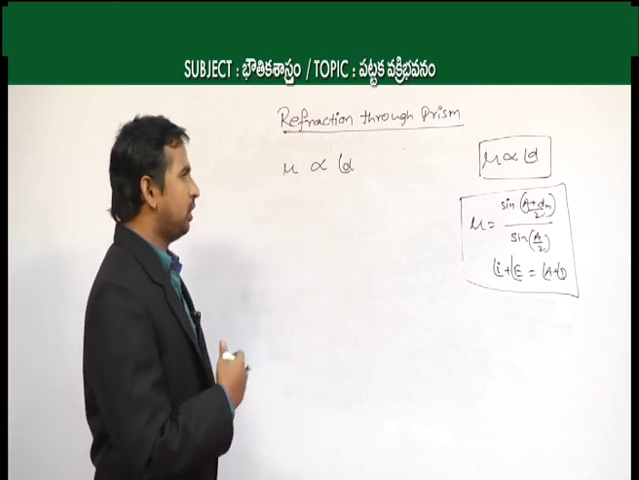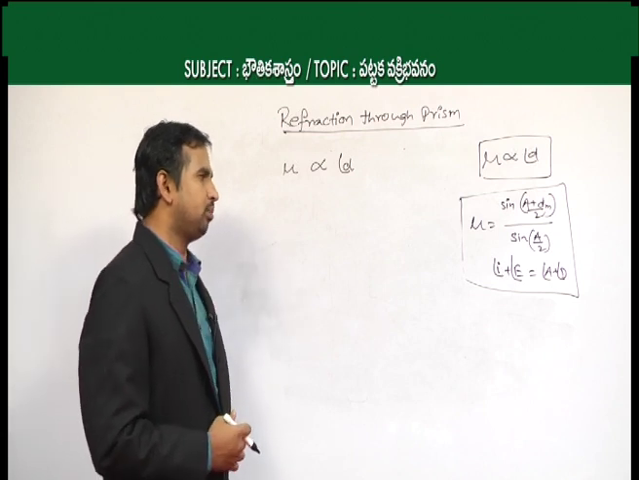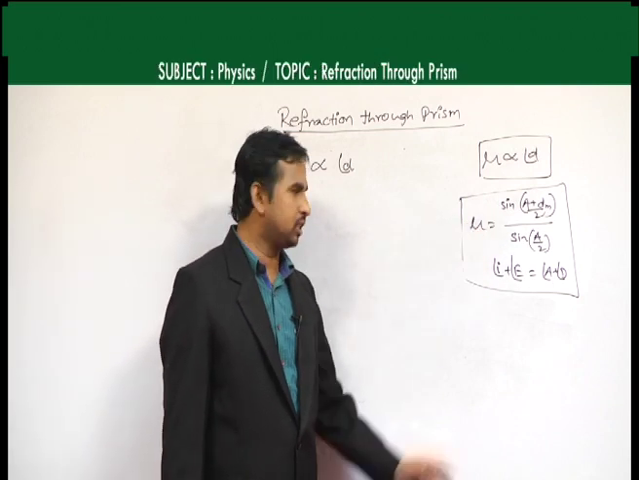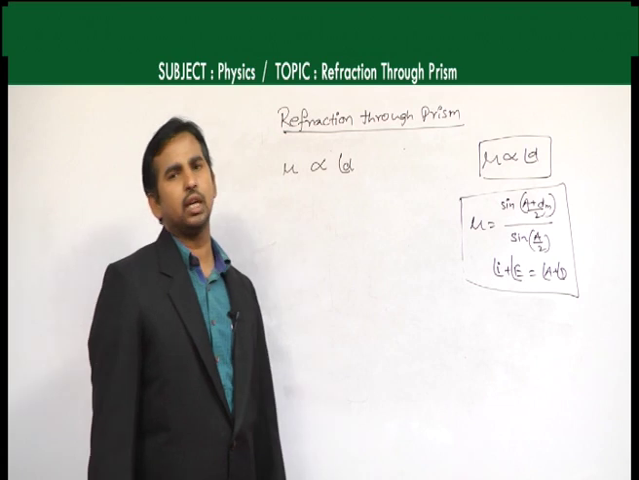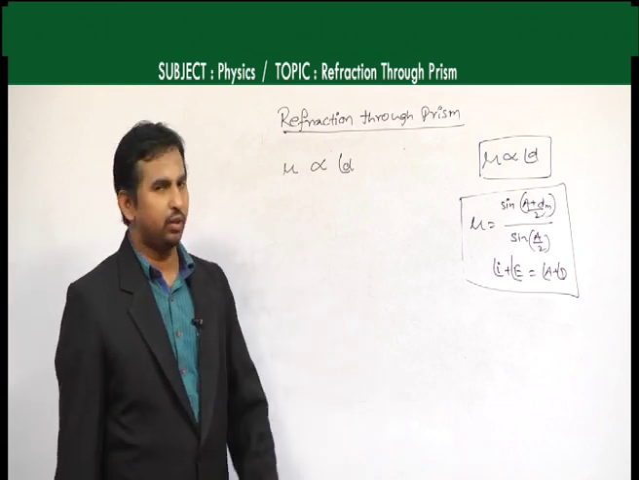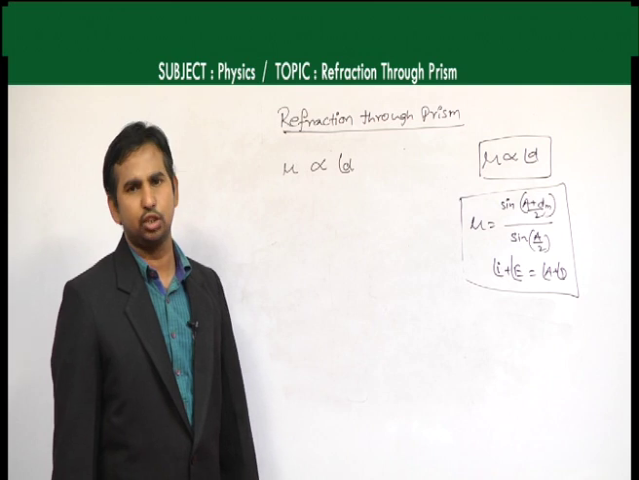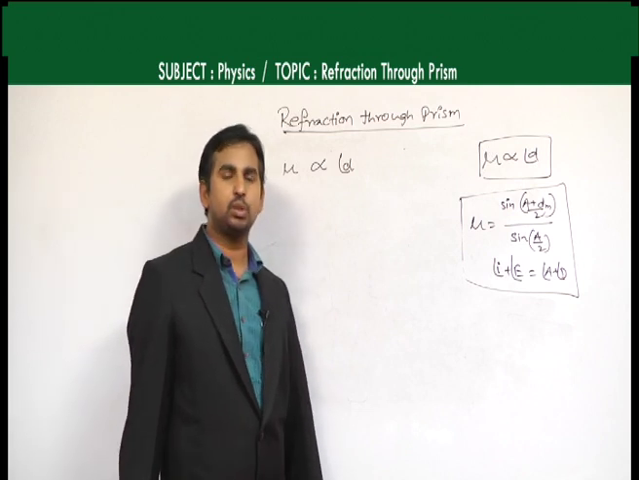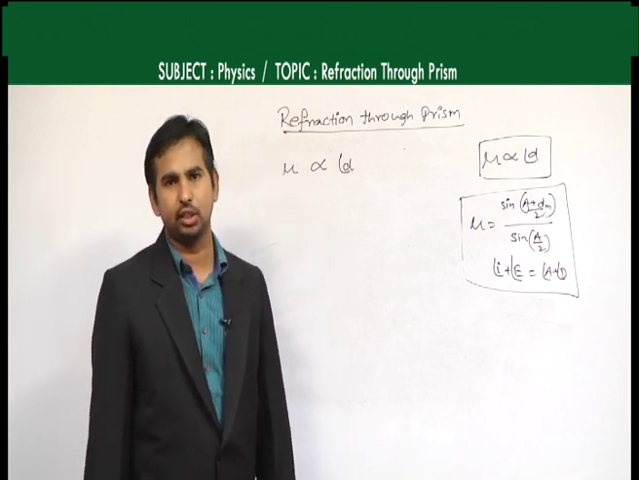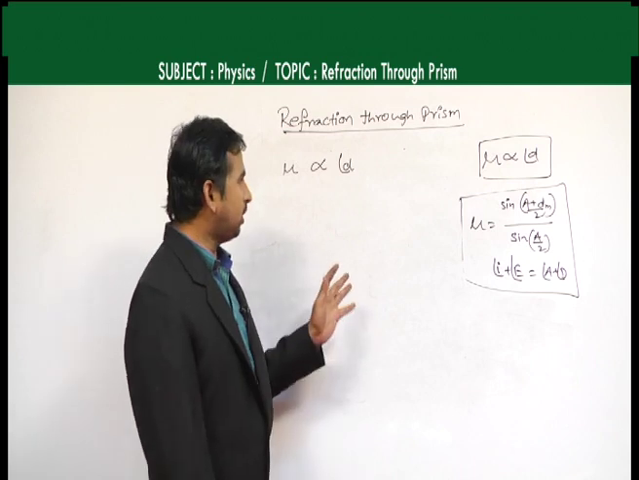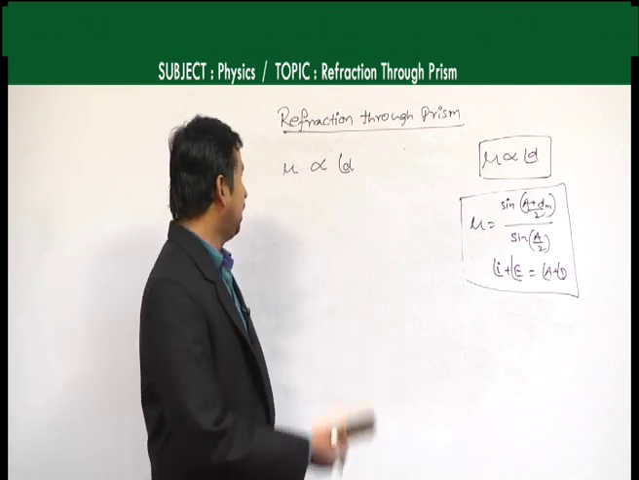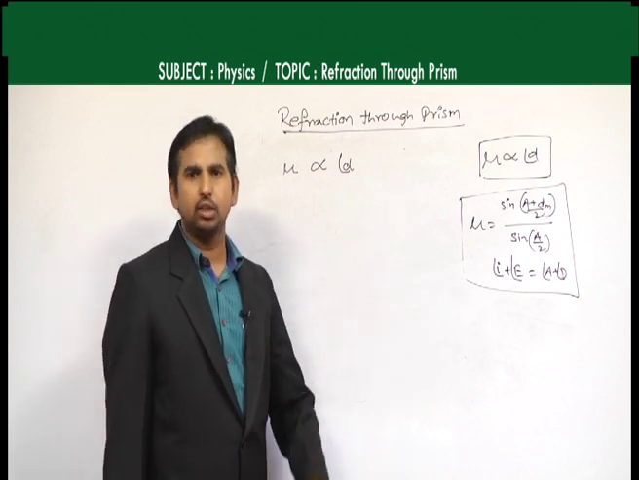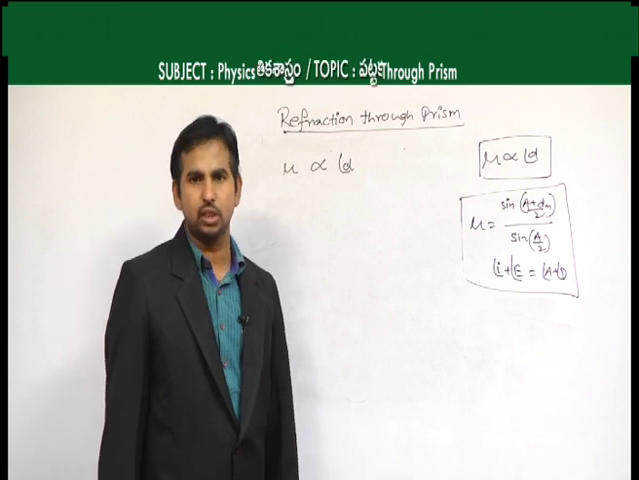And not only that, if you see the formula here, mu is equal to sine of (A plus Dm) by 2 divided by sine A by 2, it also depends on the glass prism you are taking. If you are using an equilateral glass prism of 60 degrees, the deviation angle may change with the refractive index of the material. If you are using a right angled glass prism, then again the angle of deviation changes. So the angle of deviation depends on the mu value, on the angle of the prism, and also on the angle of incidence.